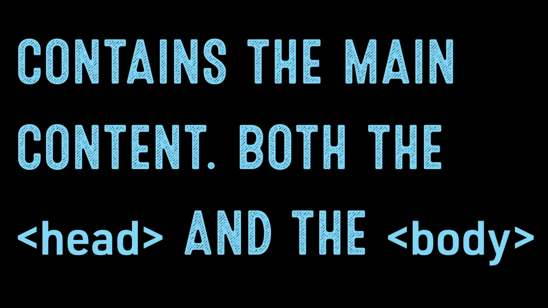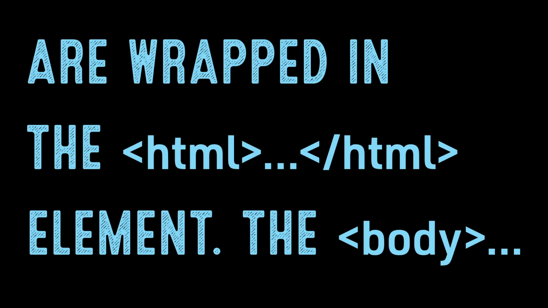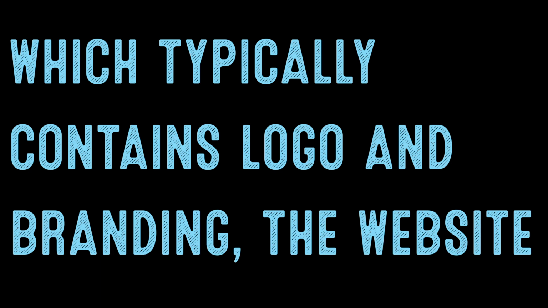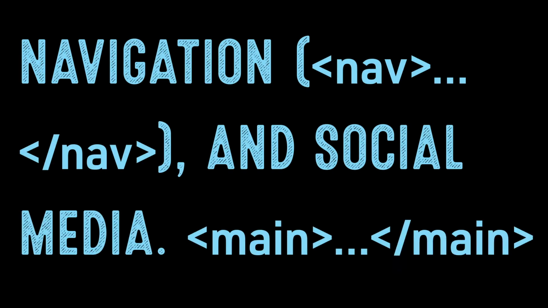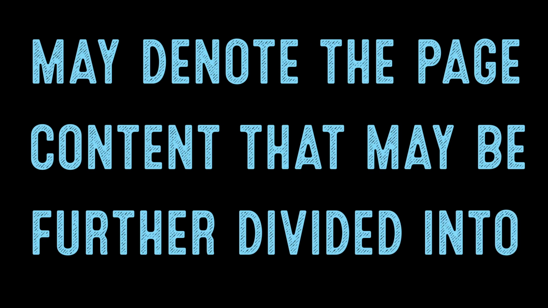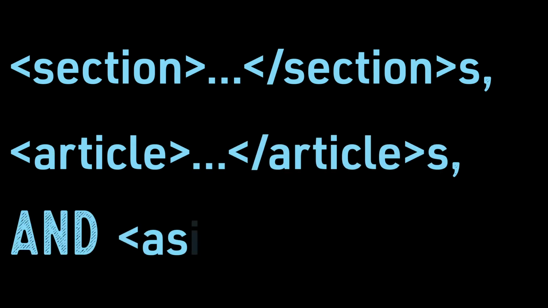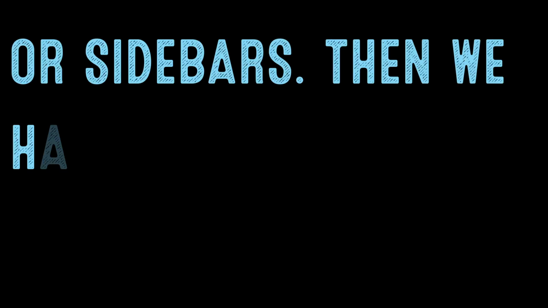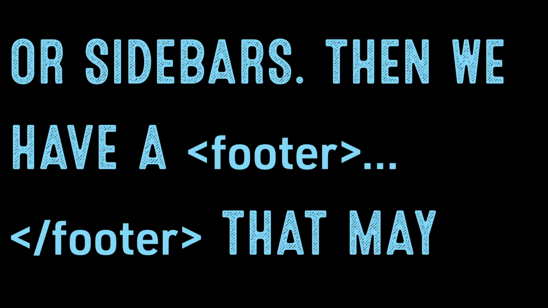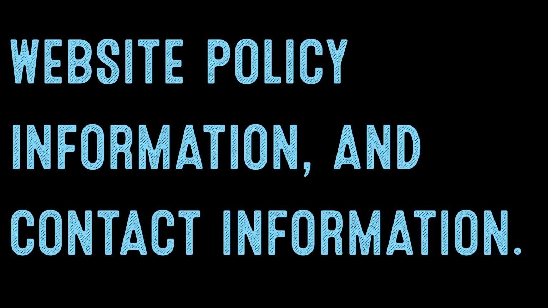The body contains the main content. Both the head and the body are wrapped in the HTML element. The body is further divided into a header, which typically contains logo and branding, the website navigation, nav, and social media. Main may denote the page content that may be further divided into sections, articles, and asides or sidebars. Then we have a footer that may contain a secondary navigation, social media, copyright, website policy information, and contact information.